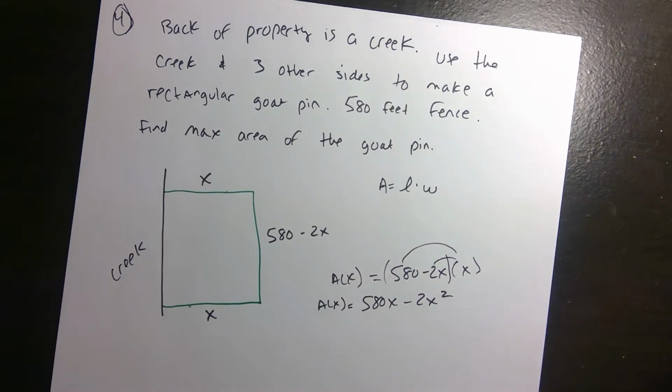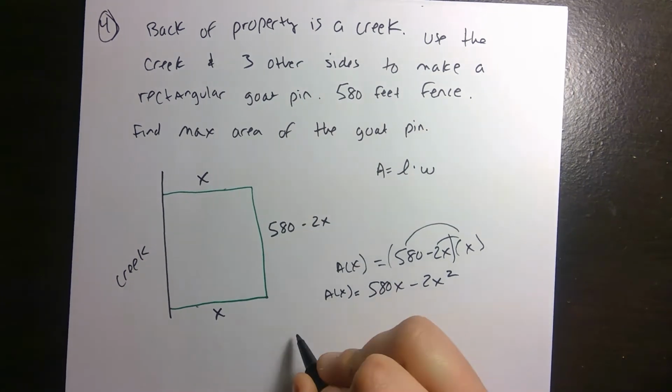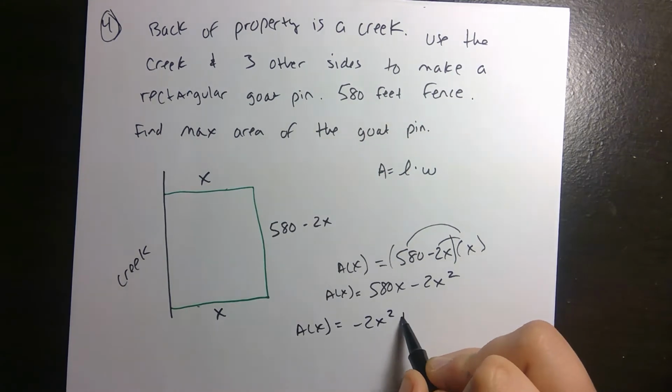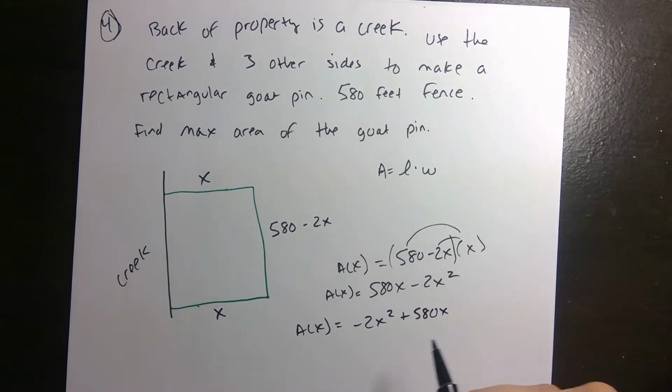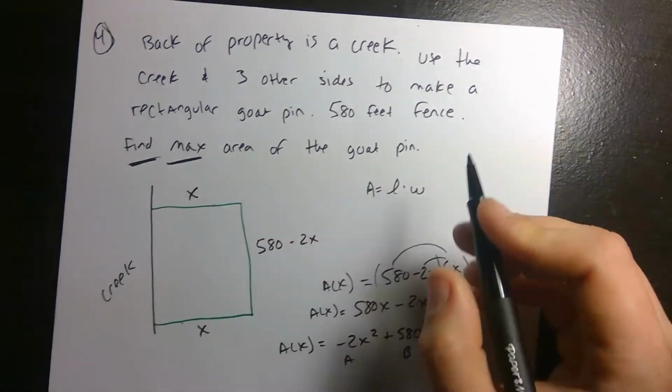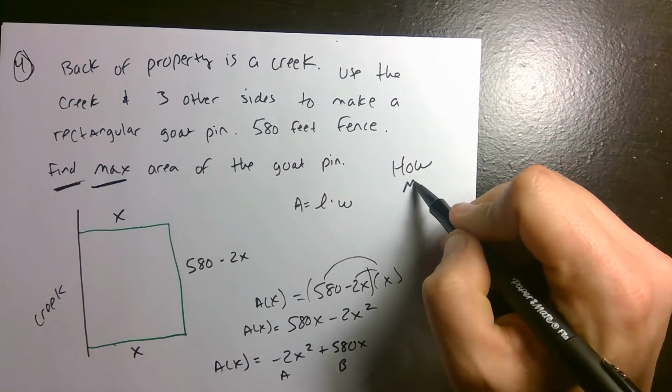So I've drawn my picture. I've written the equation based on the information that I've been given. And so now what I'm going to do, just like I have been doing in the previous problems, is rewrite this function in degree descending order. So A of x equals negative 2x squared plus 580x. I know this is my a value, this is my b value. Since I'm trying to find the max area, since I see the words find max area, I'm looking for how much, right?